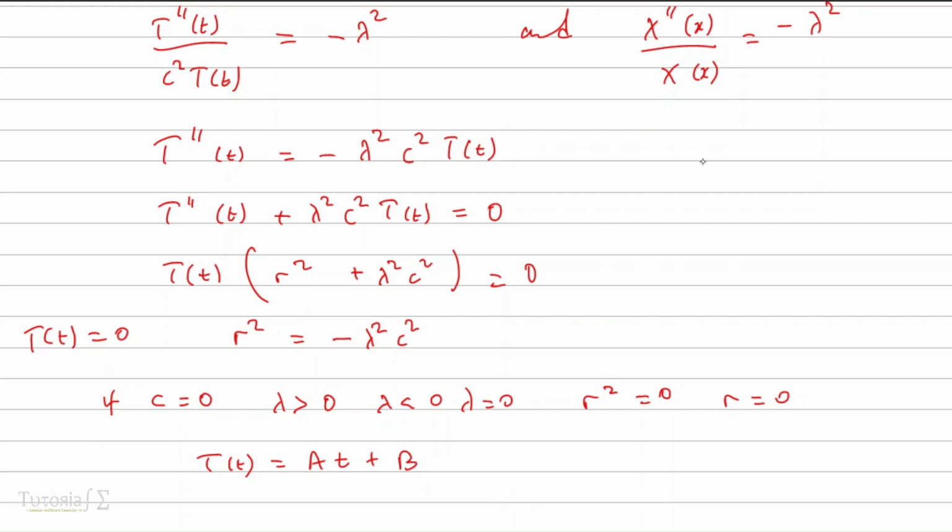It's a very big question. Yeah, it is. So imagine, for c equals 0, now we'll go for c greater than 0 and lambda greater than 0, c greater than 0 and lambda less than 0, and so on. The same applies here. We don't have c here, so we have X double prime of x equals negative lambda squared X of x.